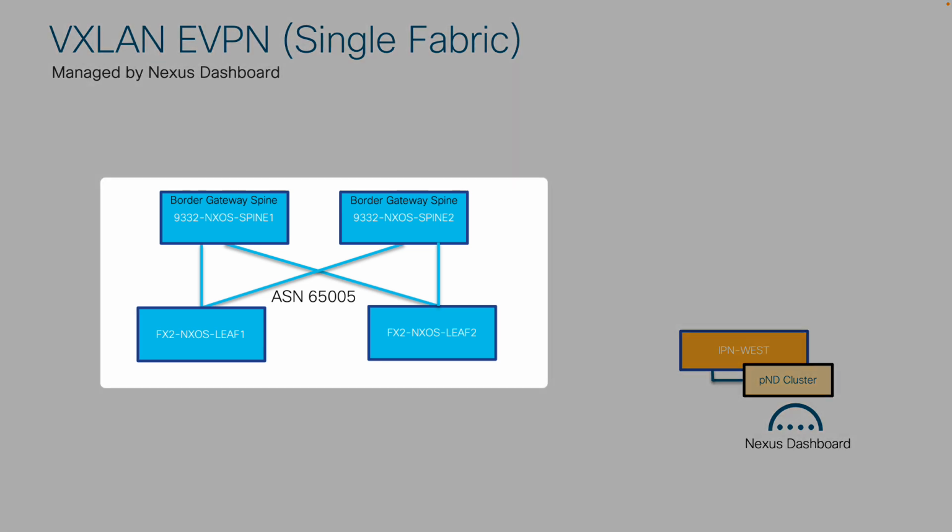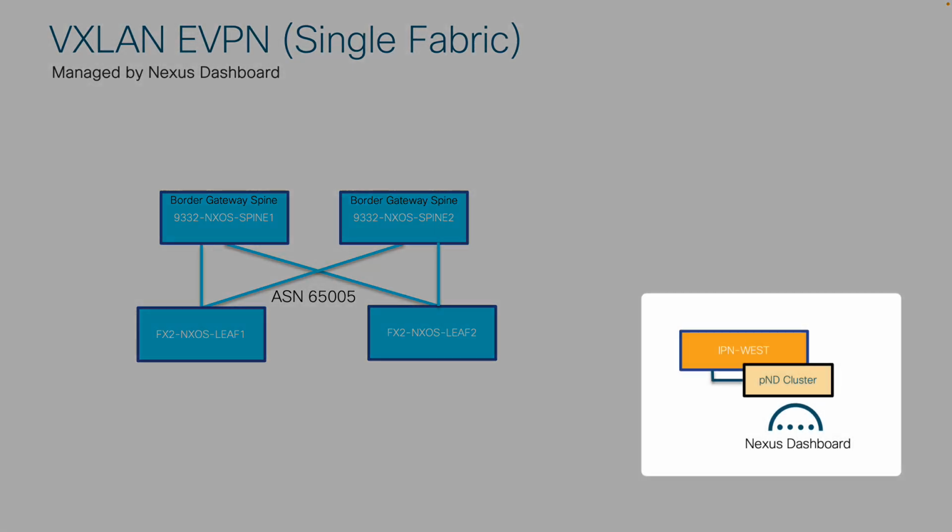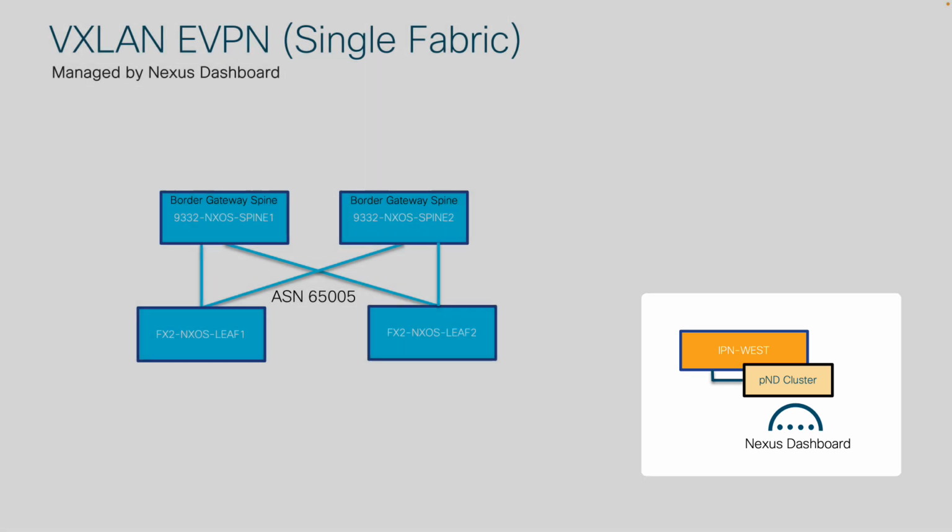So in my lab, I have the very simplest topology imaginable. I've got 4 nodes, 2 spines and 2 leaves, and I've already cabled them up into a proper leaf-spine topology. Now, if you look at the lower right, you can see I've got another item. That's my Nexus Dashboard cluster. Now, these videos are not about how to install Nexus Dashboard. I've already done that. But how to use Nexus Dashboard to actually discover and configure my VXLAN EVPN fabrics.